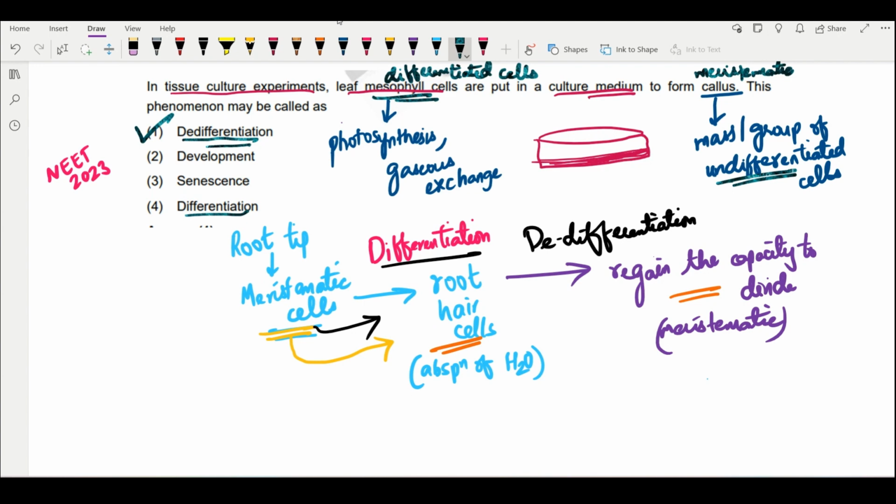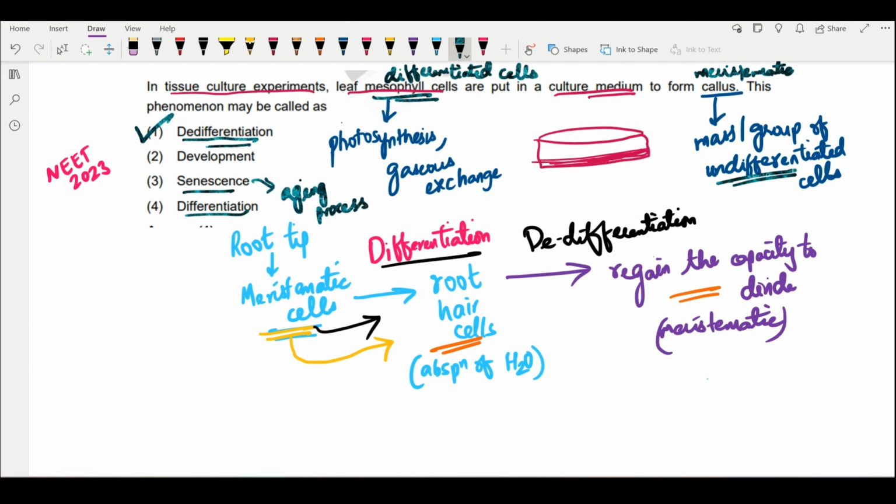Differentiation we have already discussed. Senescence means to attain old age. That means when the plants start growing big and the leaves start falling. So senescence is the aging process.